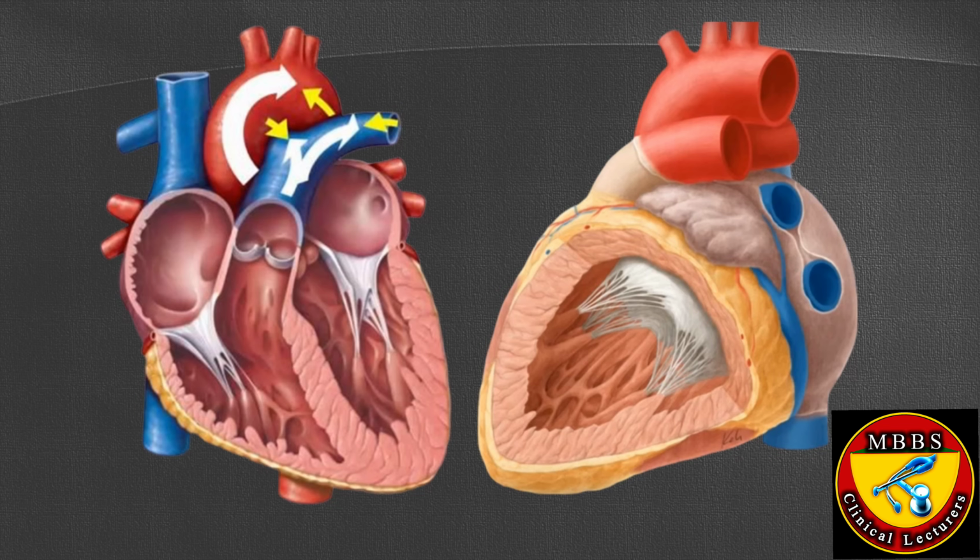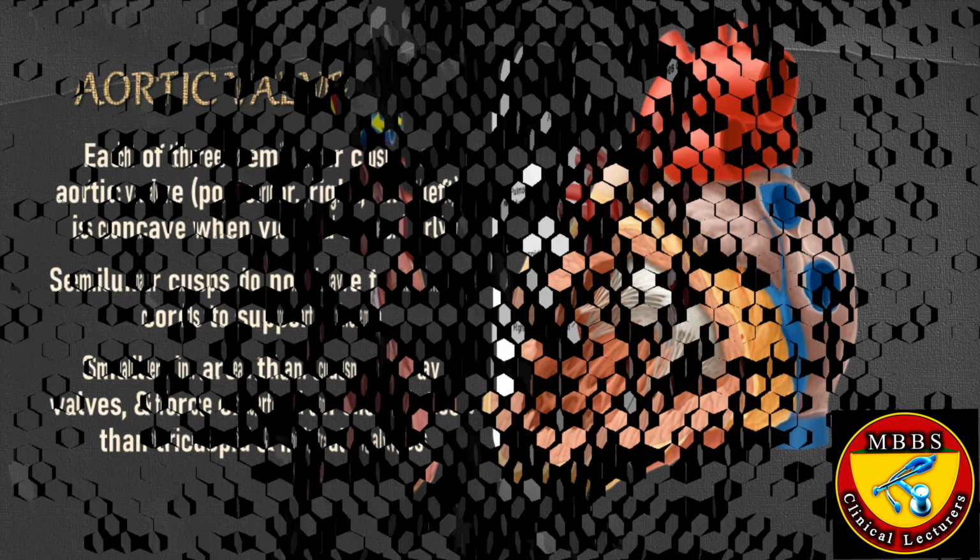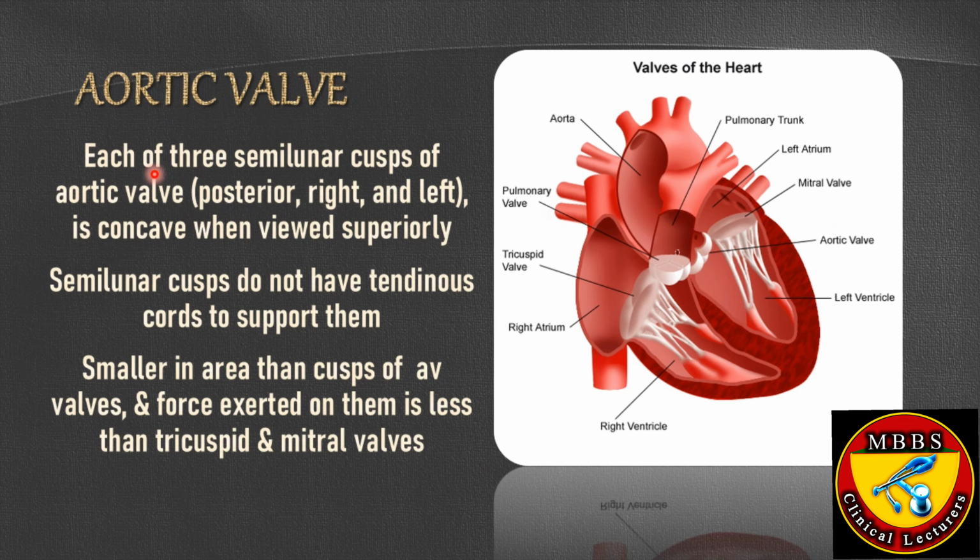Again, this is the same, nothing to explain in this. Aortic valve, each of three semilunar cusps of the aortic valve: posterior, right and left. As you can see, this is posterior, this is left, and this is right. There are three cusps, but you can see in these there is no chorda tendineae or papillary muscle. On the right side there are three papillary muscles. On the left side there are two papillary muscles, anterior and posterior, and this is the fibrous ring.